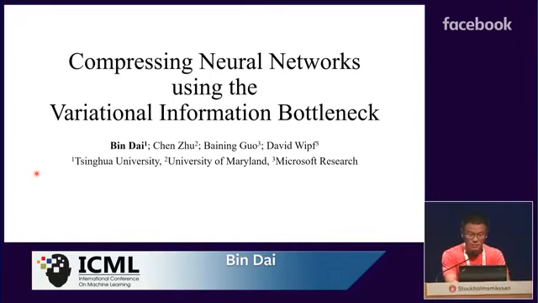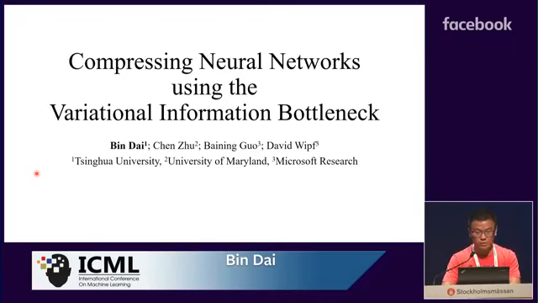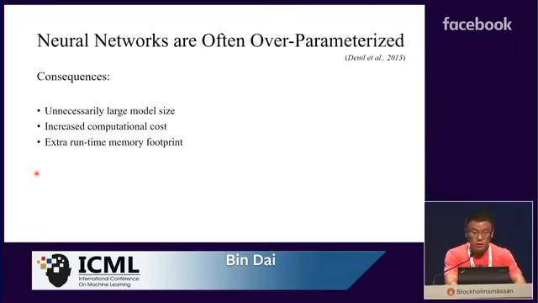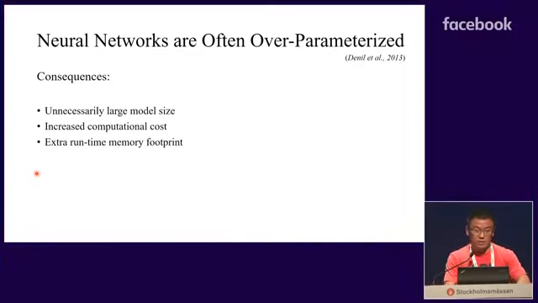Okay, thanks for the introduction. Now we are going to present our work, compressing neural networks using the variational information bottleneck. It is well known that neural networks are often overparameterized. The consequences of the overparameterization are that we usually need an unnecessarily large model size, the computational cost is also increased, and we need an extra runtime memory footprint.